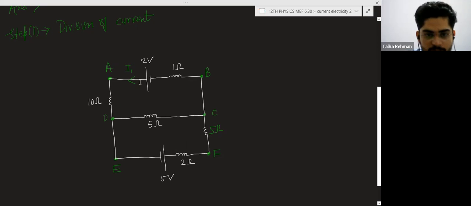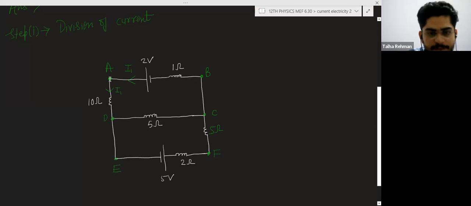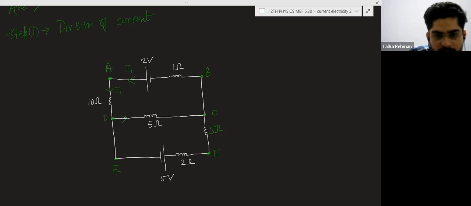Okay. As from here to here to here, the wire is the same, so the current will remain the same. So here also the current will be I1. Now you come to the point D. When you are at point D, you can see at this point there are branches, which means this current I1 will divide. Suppose from this point D, I2 current is going in this direction.